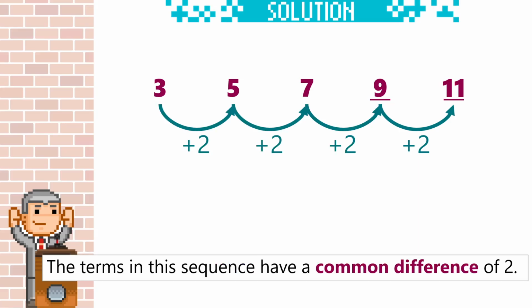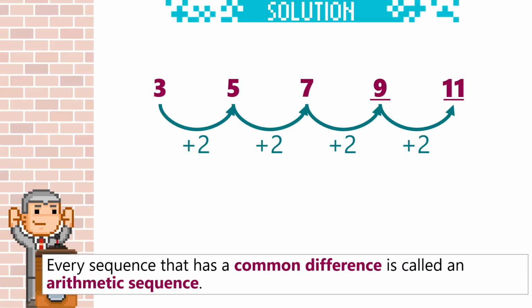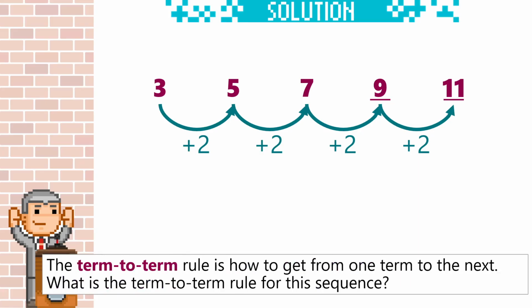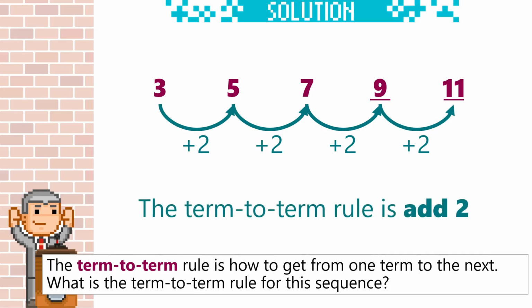The terms in this sequence we say have a common difference of 2 because you're adding 2 each time. Any sequence that has a common difference is called an arithmetic sequence. The term-to-term rule is how to get from one term to the next. What is the term-to-term rule for this sequence? Well, the term-to-term rule is add 2.